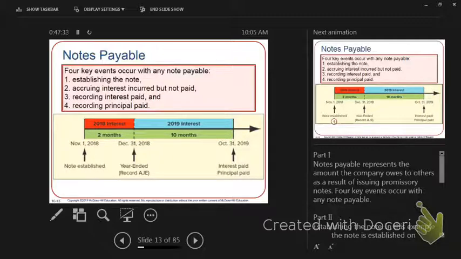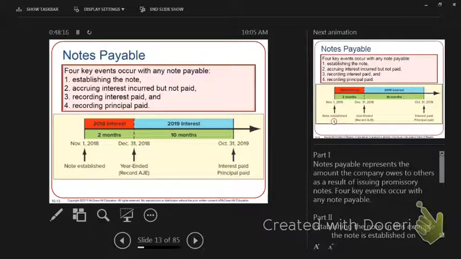What's the journal entry? Interest expense, and interest payable. It's not cash, because we didn't pay it. We're recognizing it even though we didn't pay it. At year end, we're going to record it because it's interest incurred but not paid. Remember, that's what it says. The problems could also say things like interest incurred but not recorded.